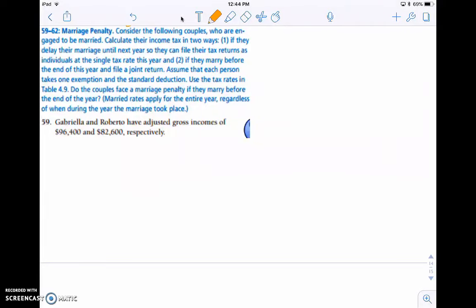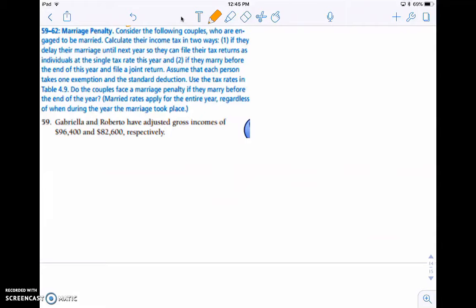And then we're going to compare that to two, if they marry before the end of the year and they file a joint return. We're going to assume that each person takes one exemption, so $4,050 per person, and they each take the standard deduction. We're going to use the tax rates in 4.9 now and find out if the couple faces a marriage penalty if they marry before the end of the year.